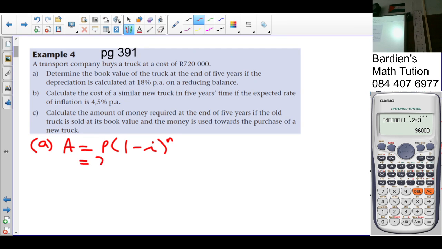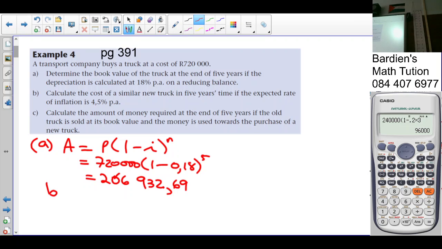Right, so what do we get? 720,000 into 1 minus 0.18 to the exponent. How many years is this for, people? 5 years. Gives us what? 266,932.169. Right, you all okay with that?